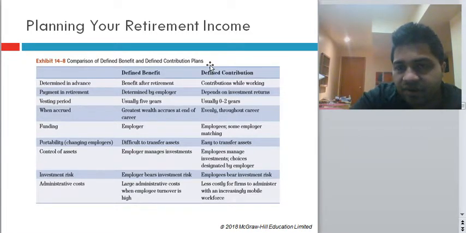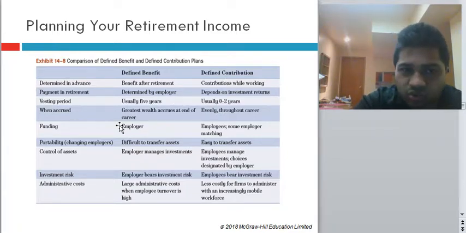So the difference between defined benefit and defined contribution. In defined benefit, benefits are determined in advance; in defined contribution, contributions are determined in advance. Payment in retirement is determined by the employer in defined benefit; in defined contribution, it depends on investment returns. Vesting period is usually 5 years. If you leave before 5 years, you don't get anything. After 5 years, there is a benefit. In defined contribution, it's generally 0 to 2 years.